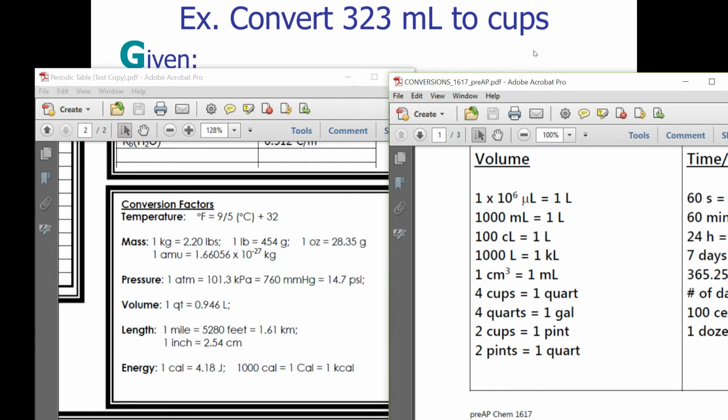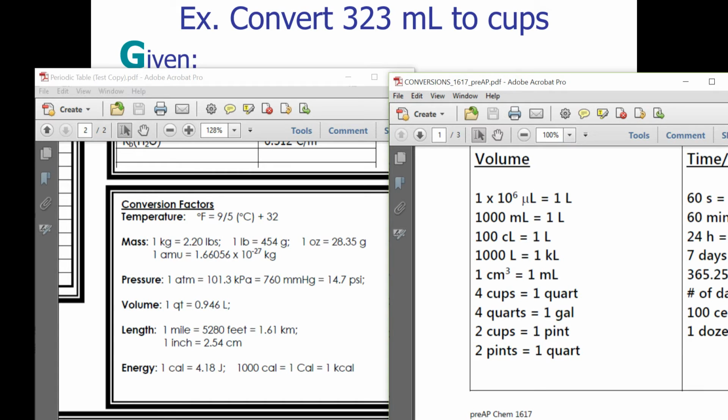As we're going from milliliters to cups, one of the things I like to say is try to create a pathway to get you from milliliters to cups. When you're scanning your conversions, here are volume conversions, look for milliliters and cups. I see milliliters in this conversion, which will take me from milliliters to liters. And I also see milliliters in this conversion. You're not going to be using both of them. You have to train your brain to pick out the conversions that are going to be most useful to you for the particular problem.